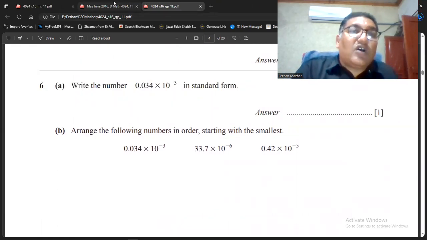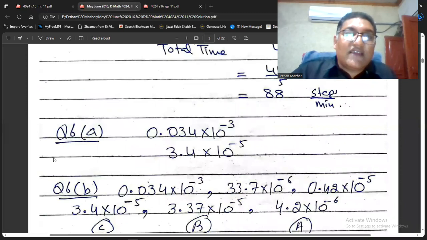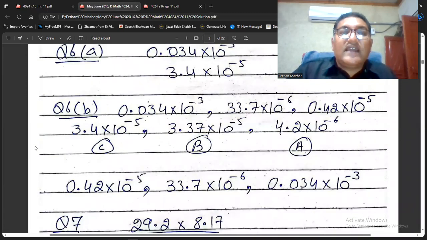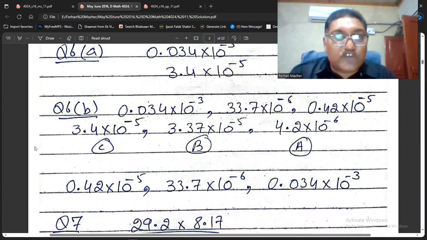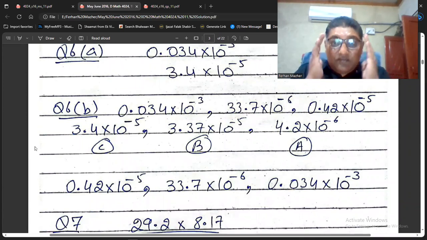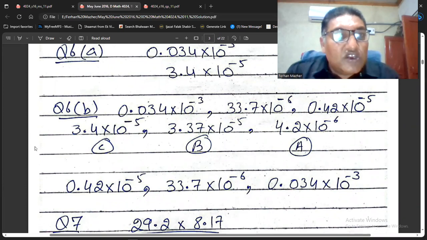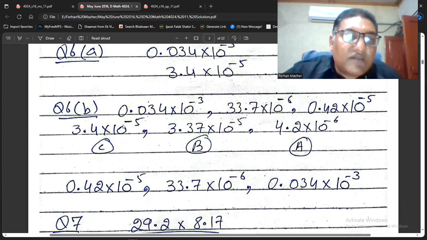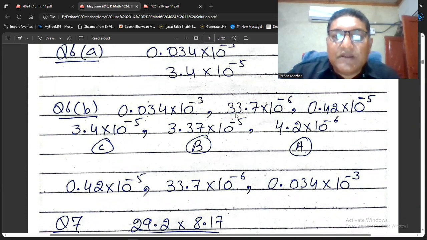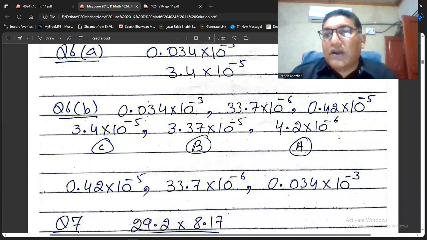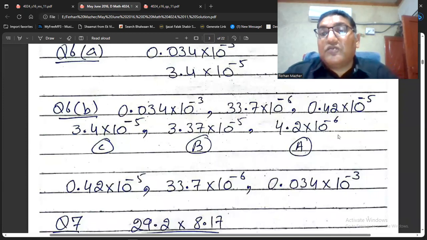So I will convert all of them into the standard form. Once I have converted them into the standard form, then we will be able to find the solution, and tell which one is the largest and which one is the smallest. So this number, when converted into the standard form, will become 3.4 × 10^-5. This decimal will move one step here, and the power will be added here. 3.37 × 10^-5. This decimal will move one step to the right, so it will become 4.2 × 10^, and the power will be decreased here by 1. So it will become 4.2 × 10^-6.